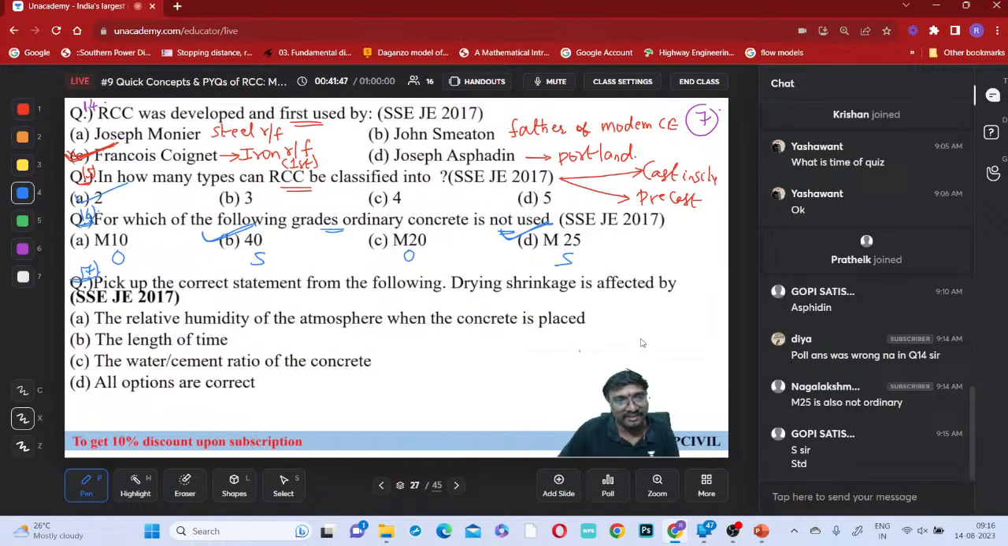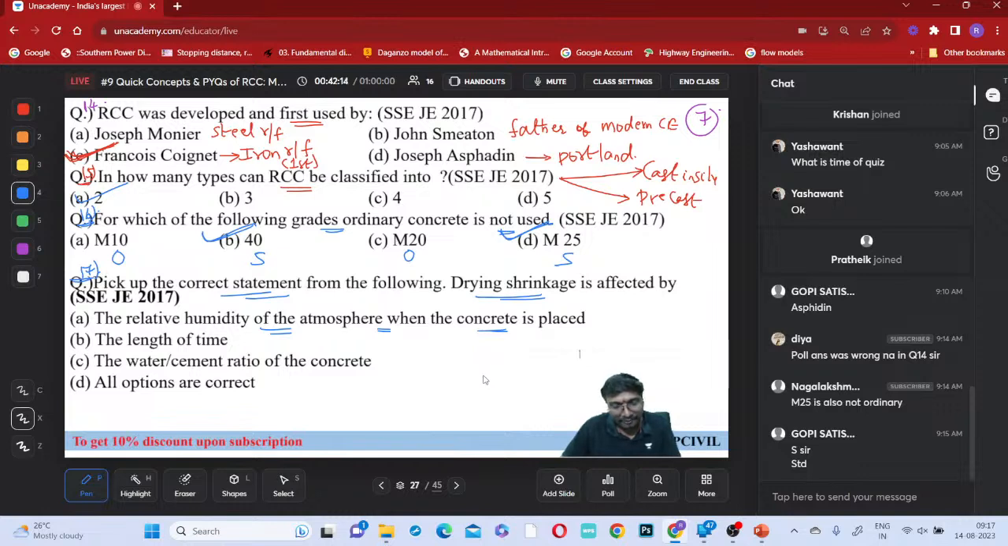Where are those 5% results? I am not getting those 5% results. Pick up the correct statement from the following, right? Drying shrinkage is affected by what? Because of the drying activity of this member, that shrinkage happens, right? Relative humidity of the atmosphere when the concrete is placed. So when you have more humidity or less humidity, depending upon that humidity.